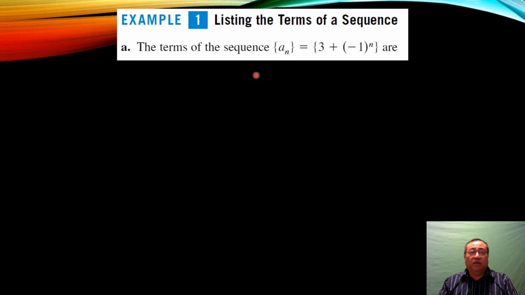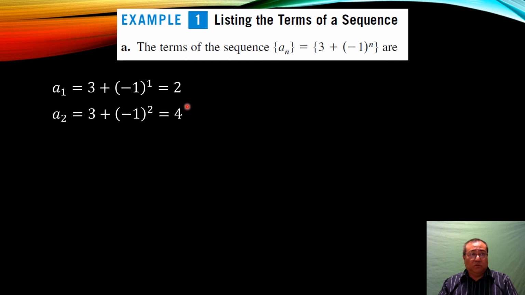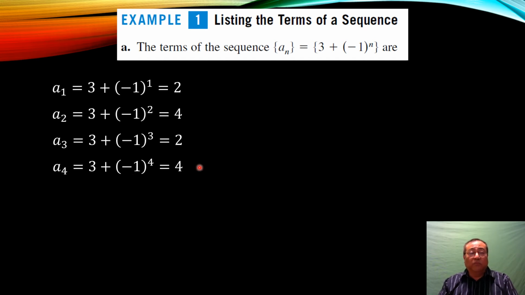So we're going to substitute some numbers. For a sub 1, just plug in 1 for n. So 3 plus negative 1 to the first is 2. Plug in 2 and you get 4. Plug in 3, you get 2. Plug in 4, you go back to 4. So if we want the first term of the sequence, we substitute 1 and use the formula to get the value. If we want the second term, we plug in 2.